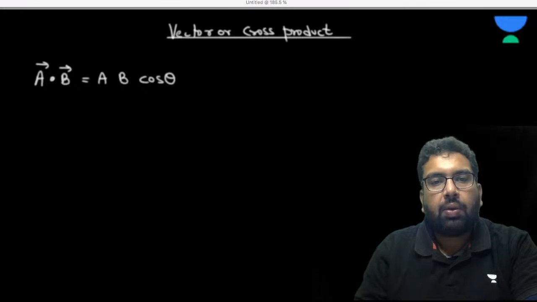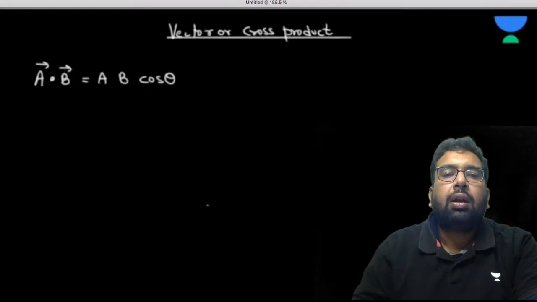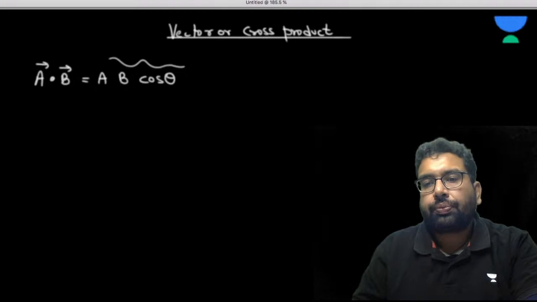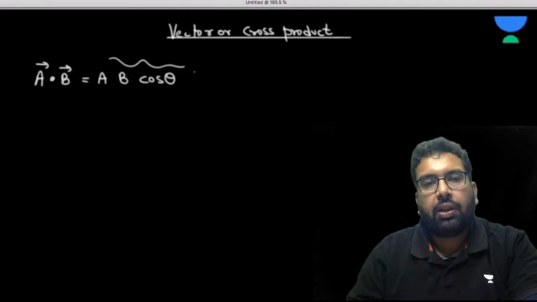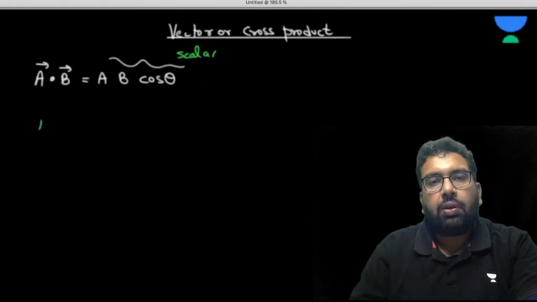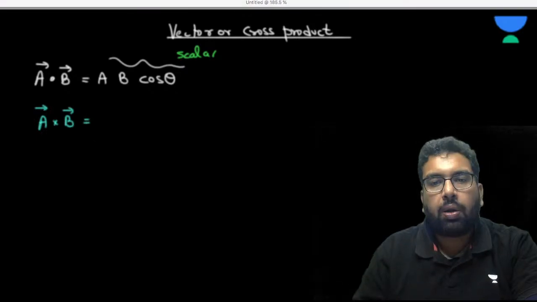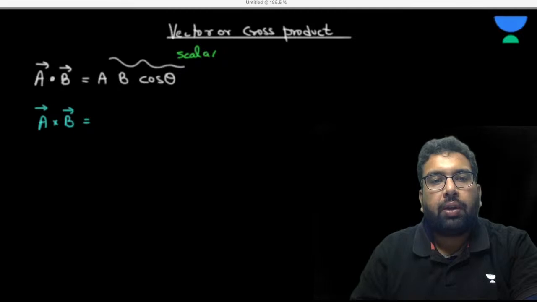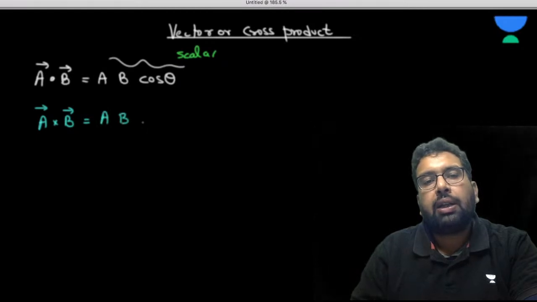Now AB cos theta is a scalar. We didn't want the direction of it, so this one is a scalar. We knew it. Now in the case of the cross product, what happens? When we are doing the cross product of A cross B vector, we get AB sine theta.